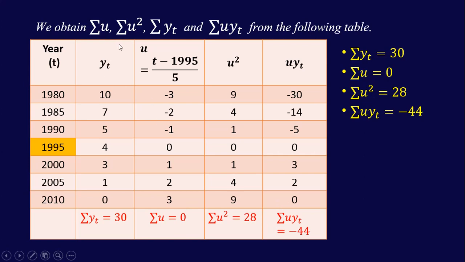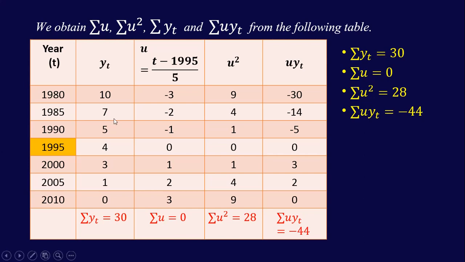Now to get summation yt, we add all these values. So summation yt is 30. To get summation u, we add all these values and we get summation u equal to 0. Since the number of observations is odd, we get a single middle value, 1995. So we get 0 here, above 0 minus 1, minus 2, minus 3, and below 0, 1, 2, 3. Adding all these, we get summation u equal to 0, and this reduces our calculations and we get the answer quickly.